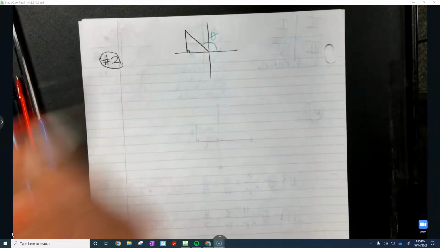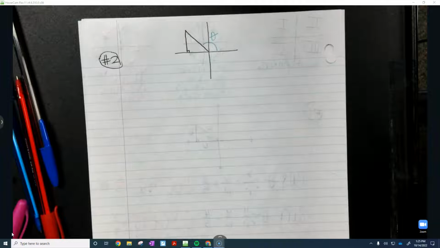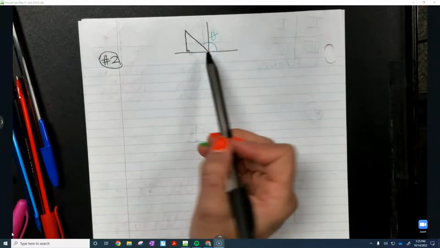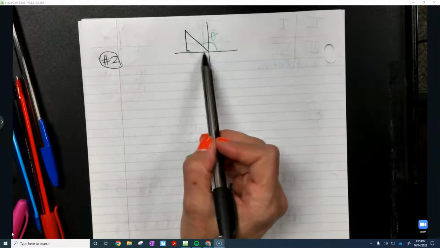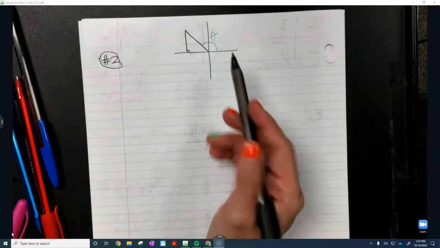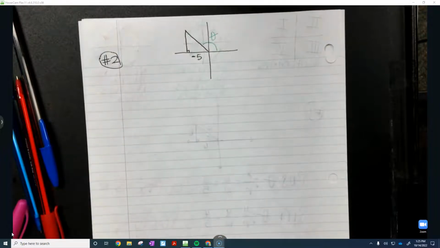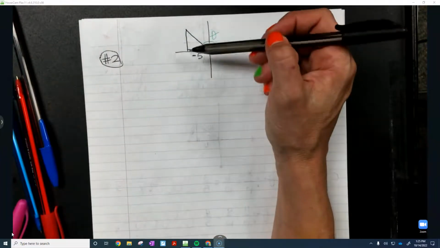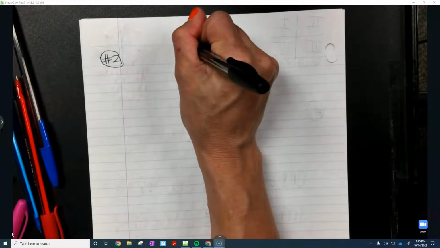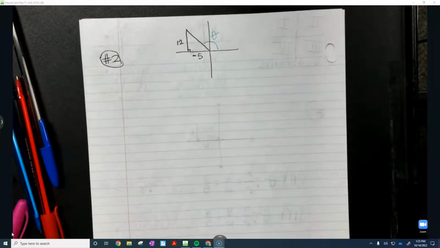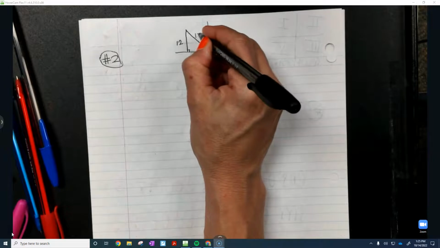And again, guys, I'm going to give you some measurements. They've been given. I did not find them on my own. Notice we are on the negative side of the x-axis. So this is -5. We're still on the positive side of the y-axis. This is a 12. Your radius is always positive. It's a measurement. This is 13.